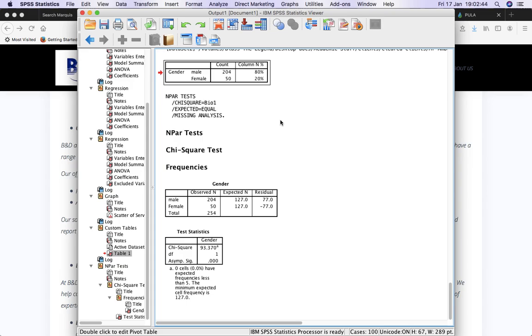Let me give an example like 51 and 49. Okay. And you have a sample of 100. Then you get that women are 49%, male are 51%. Are those really significantly different from each other?